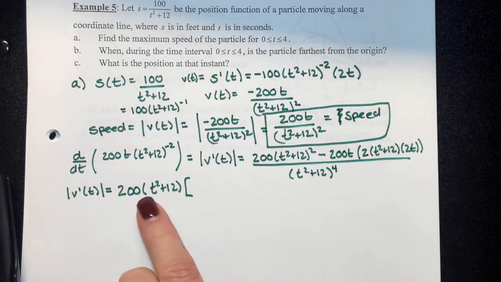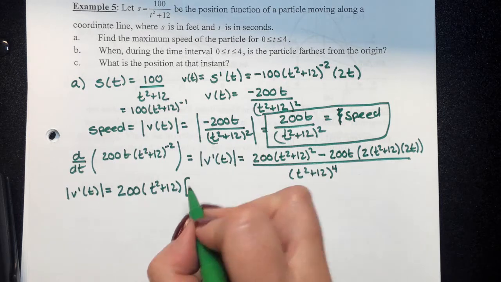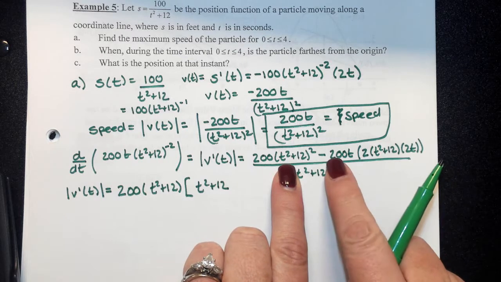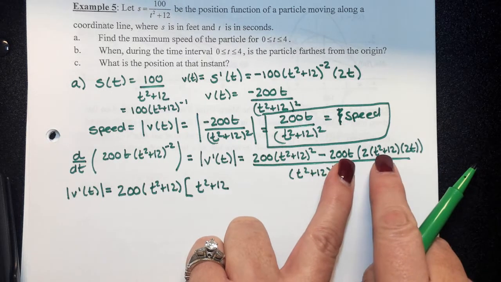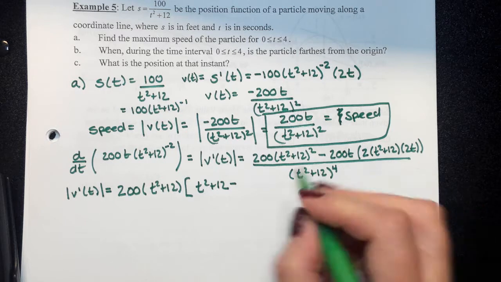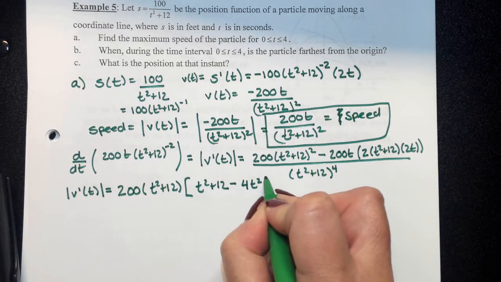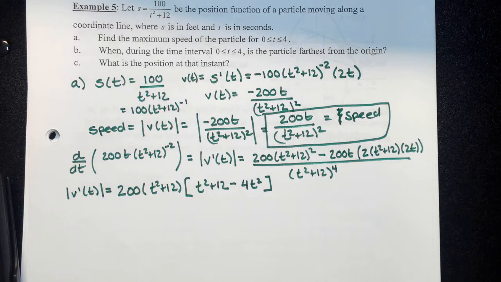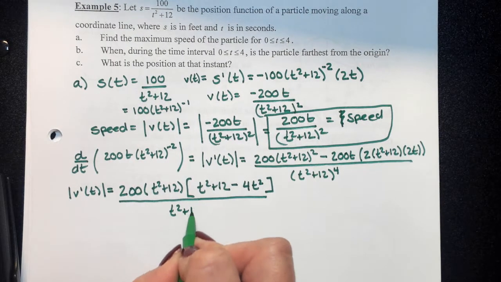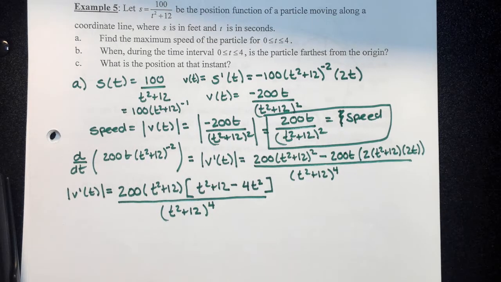So when I yank out a 200 and a t squared plus 12, I'm going to be left with a t squared plus 12 from that first term. The 200 is yanked out. The t squared plus 12 is yanked out. So that's going to leave me with a minus what? That's going to leave me with a minus 2 times 2, so 4t squared, all over that denominator. So any questions on what that numerator looks like after I factor out that greatest common factor?